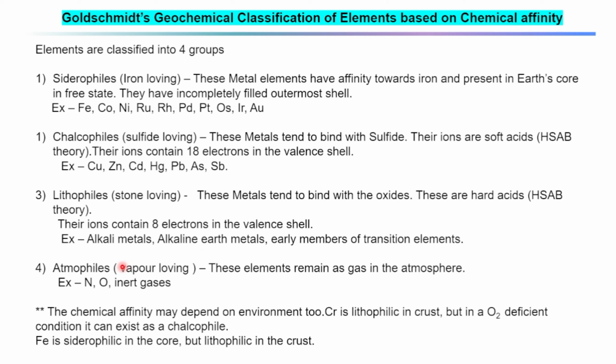And next, the fourth group is the atmophiles, or vapor loving. These elements remain as gas in the atmosphere. For example, nitrogen, oxygen, inert gases.